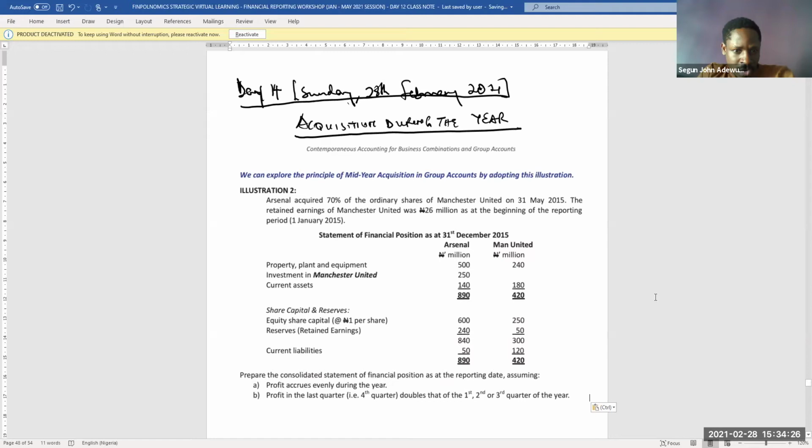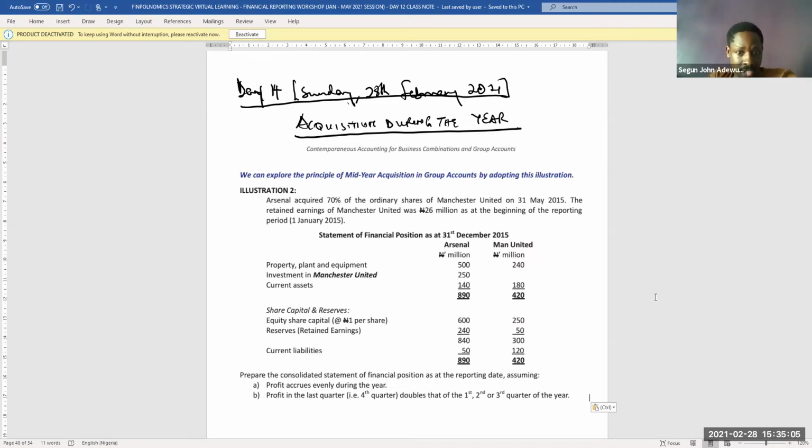Illustration 2. Arsenal acquired 70% of the ordinary shares of Manchester United on 31st May 2015. The retained earnings of Manchester United was 26 million naira as at the beginning of the reporting period, 1st January 2015. Statement of financial position as at 31st December 2015, Arsenal and Manchester United. Property, plant and equipment, 500 million naira for Arsenal, 240 million naira for Manchester United. Investment in Manchester United, 250 million naira.